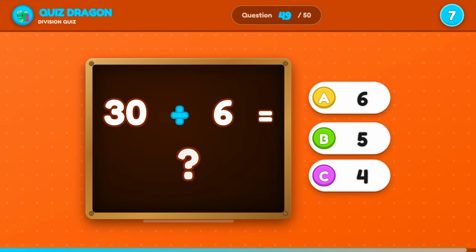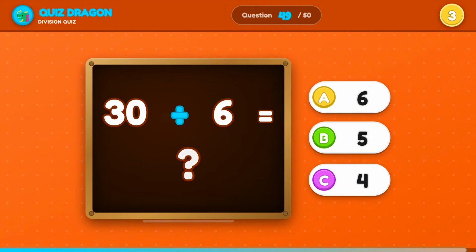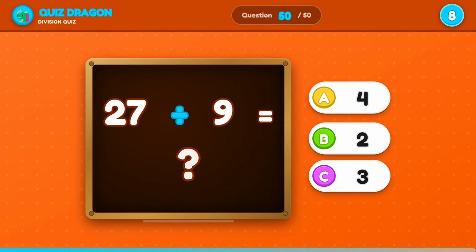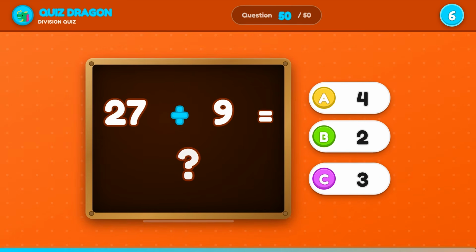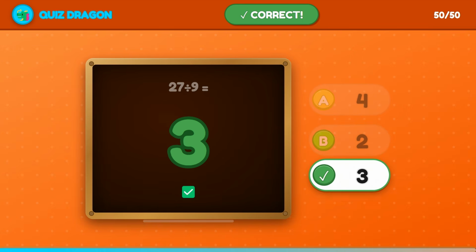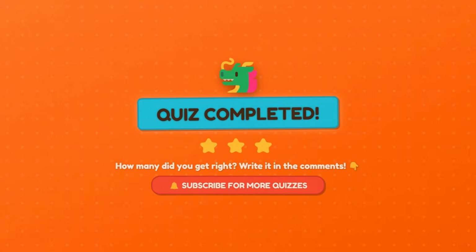Question 49. What is 30 divided by 6? The correct answer is B, 5. Question 50. What is 27 divided by 9? The correct answer is C, 3. Congratulations! You completed Quiz Dragon.